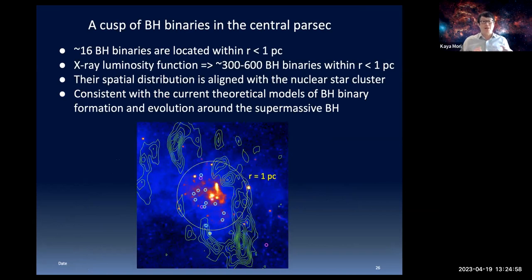Okay, so if you believe what I said, where are these 16 or so black hole binaries located? They're all located within one parsec, up to about 4 parsecs. We also built the X-ray luminosity function out of 12 sources, and if you extend this down to the luminosity from local black hole LMXBs or the upper limit X-ray luminosity of the black hole transients I discussed, there should be about 300 to 600 black hole binaries within 1 parsec. Also very interesting, the spatial distribution is elongated and aligned with the nuclear star cluster. Since we wrote these papers, there have been a lot of discussions about how the black hole distribution is consistent with some theories and N-body simulations.